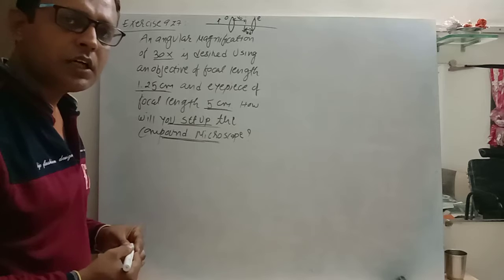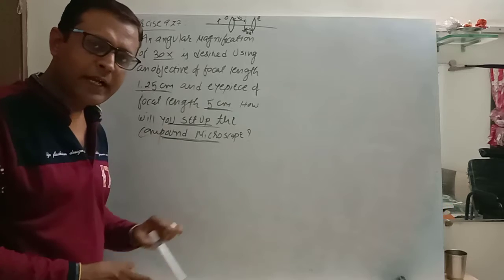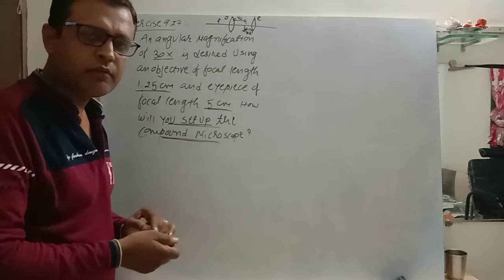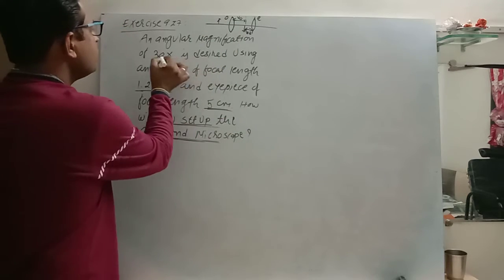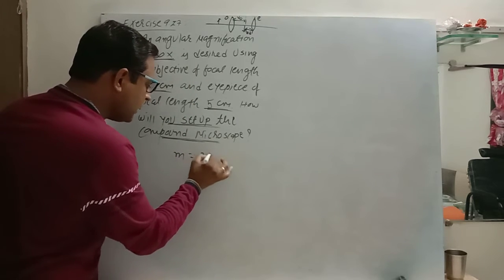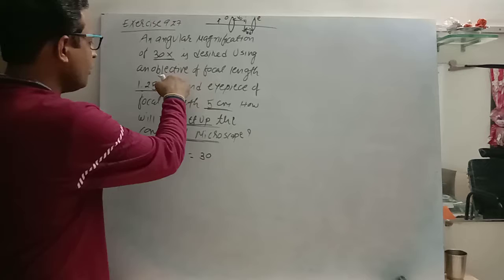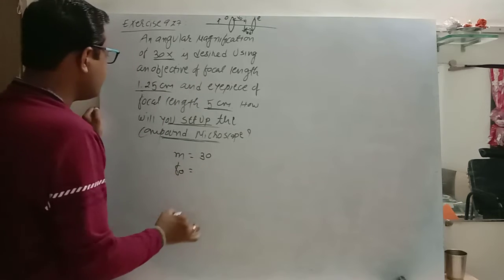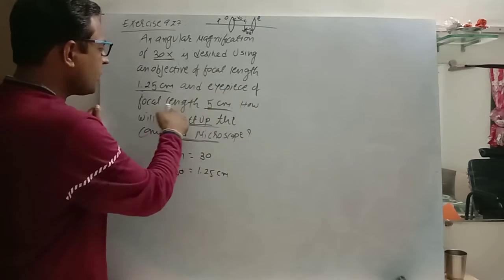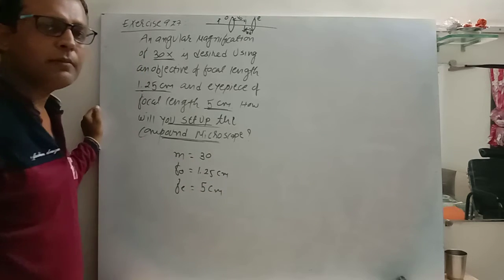Once again, if it is asked how will you set up the compound microscope, we have to derive the distance between the objective and eyepiece lens. For that, the total magnification is given. If we list out, the magnification is 30, the total magnification for the microscope, and the focal length of the objective is given, FO equal to 1.25 centimeter, and the focal length of the eyepiece is given, FE equal to 5 centimeter.